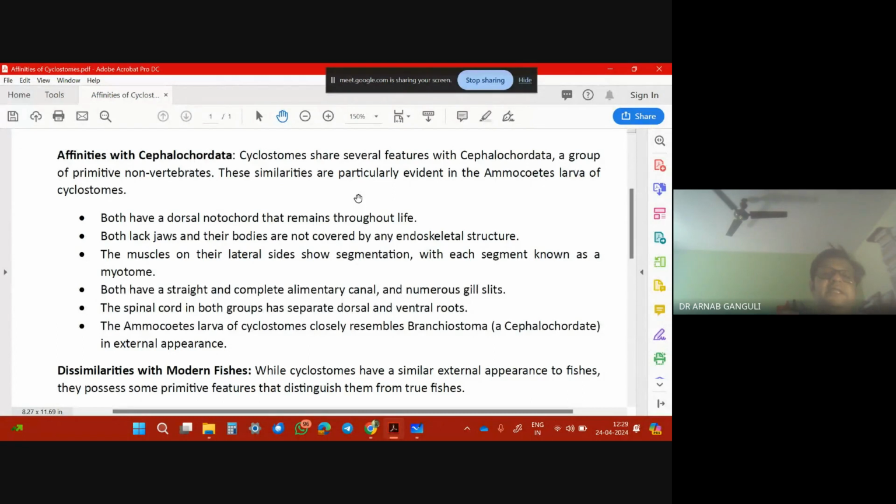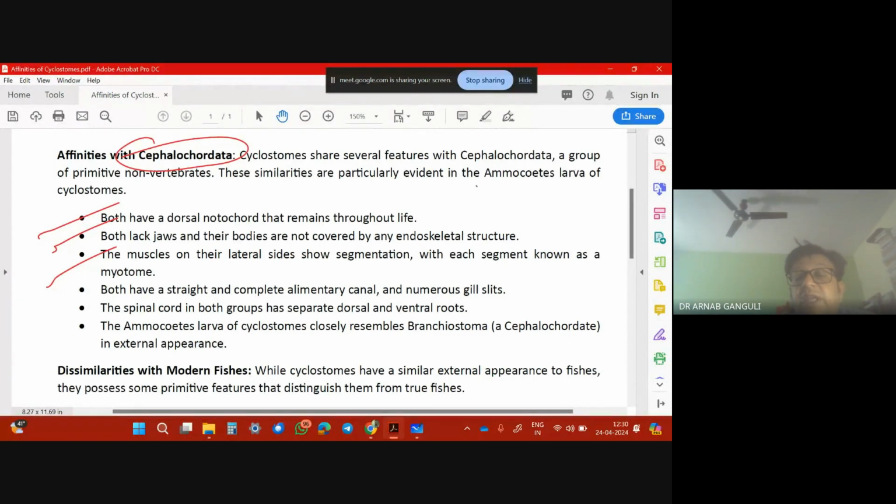So, first is the cephalochordata or Amphioxus. Both have dorsal notochord that remains throughout life. Both lack jaws, and their body is not covered by endoskeleton structure. It's cartilaginous. The muscles on the lateral side show segmentations.